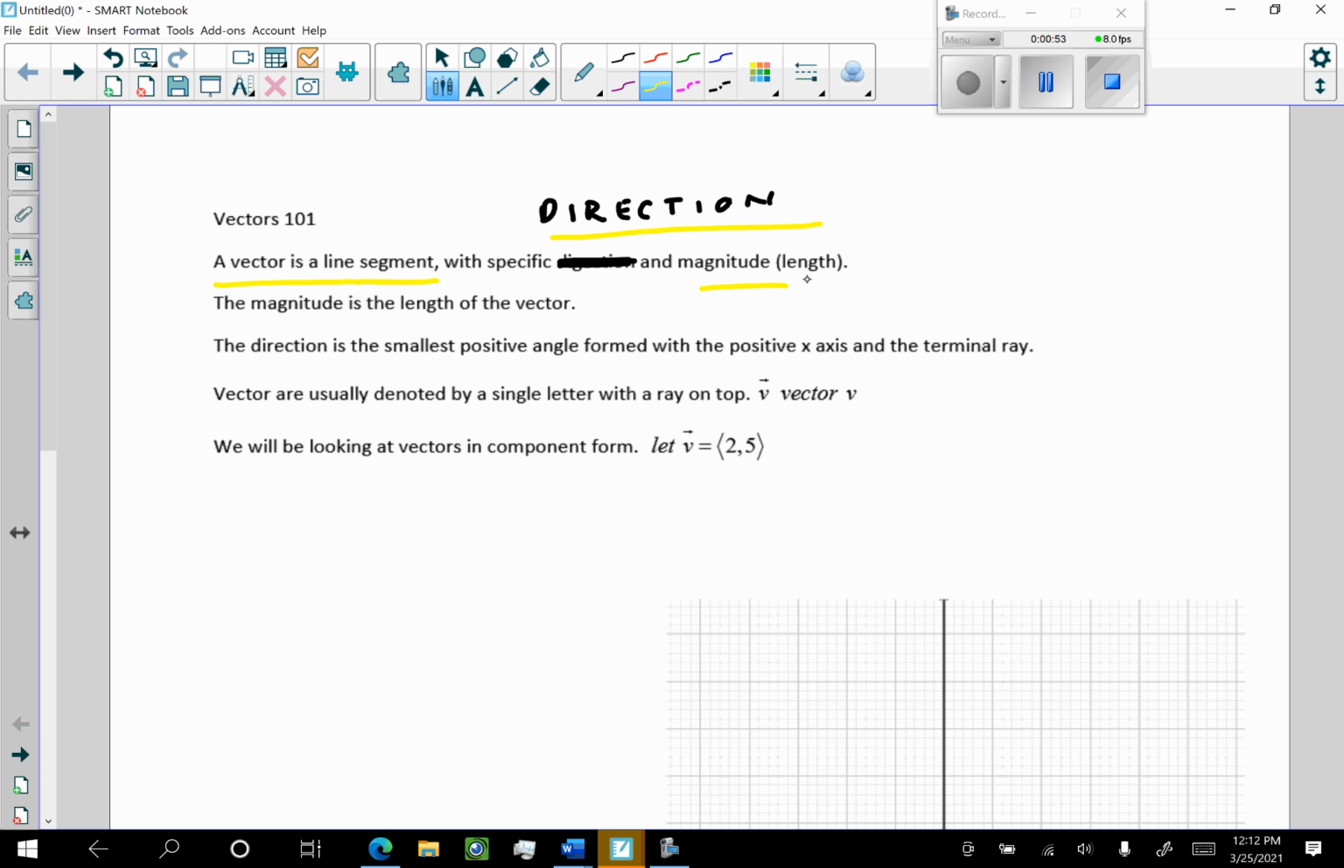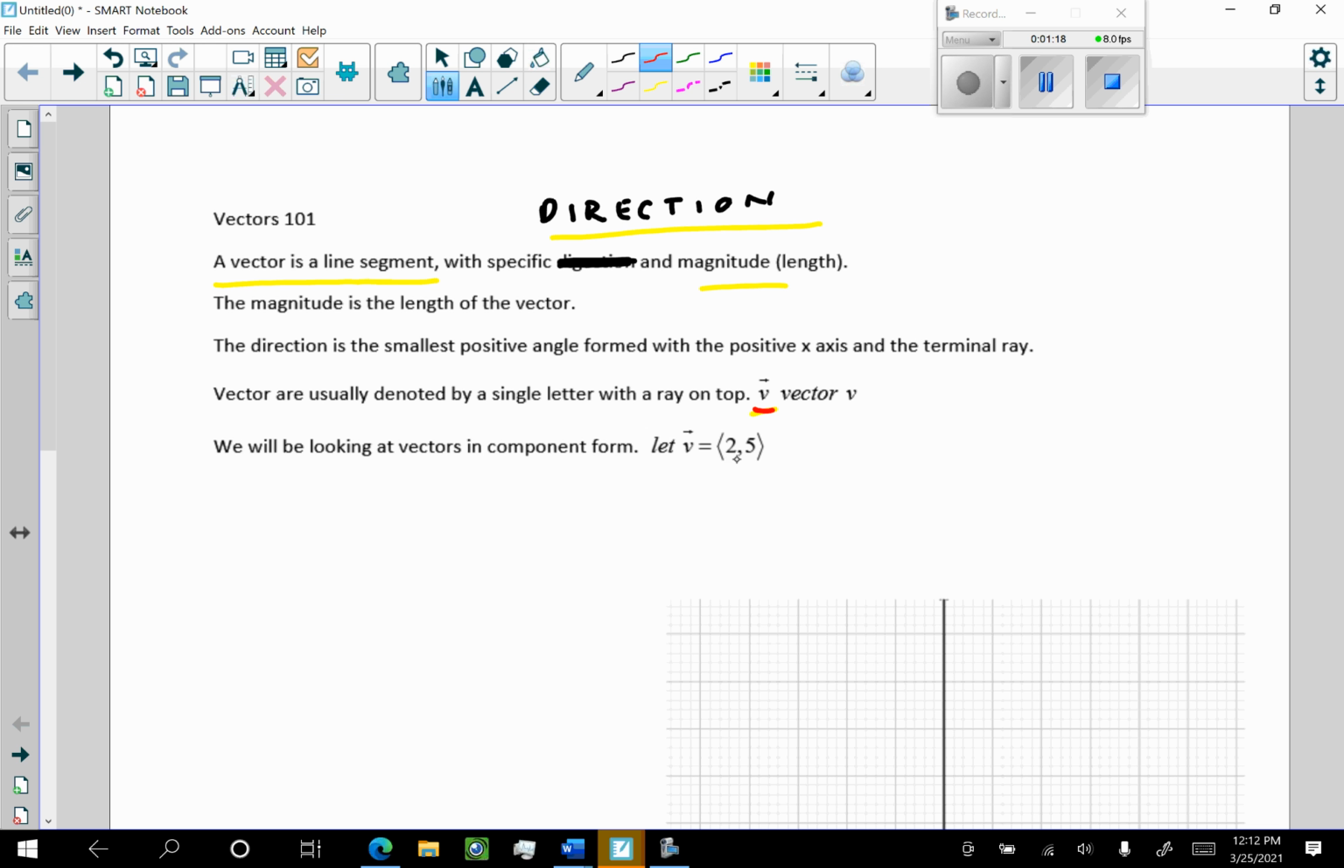Vectors are usually denoted by a single letter with a ray on top. Make no mistake about it, this is not a ray. A vector is not a ray. A ray goes on infinitely, and a vector has an initial point and a terminal point. So this is a notation for a vector, but we're going to be looking at vectors in component form.